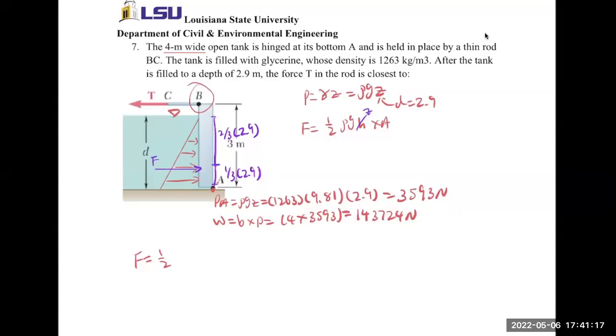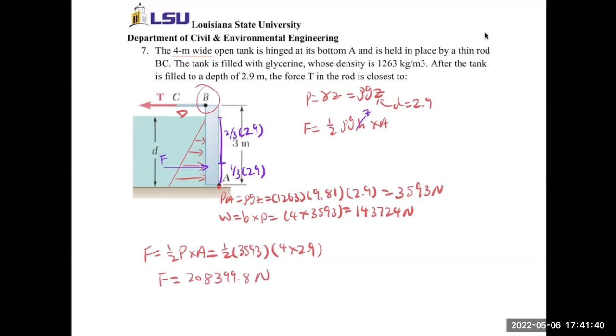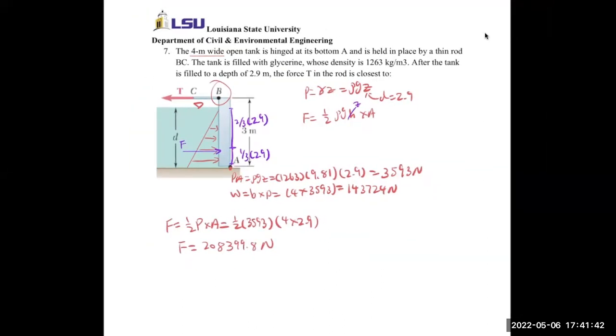So we're going to take 1/2 of the p multiplied by the area, which is 1/2 of 3593 multiplied by the area. So the area is going to be 4 multiplied by 2.9. I'm going to get F is equal to 208,399.8 newtons. Okay, so that's the F right here. But the question is asking to determine what T is.